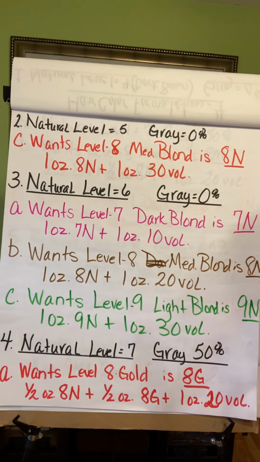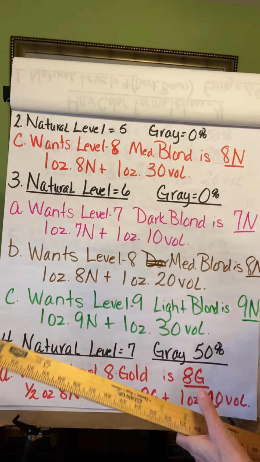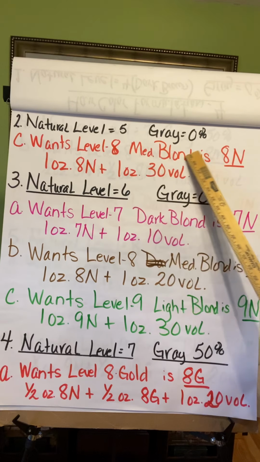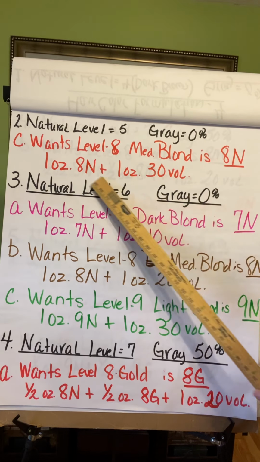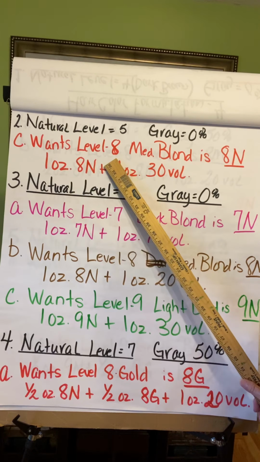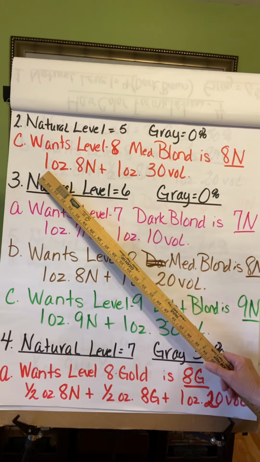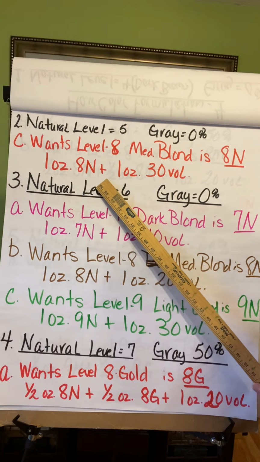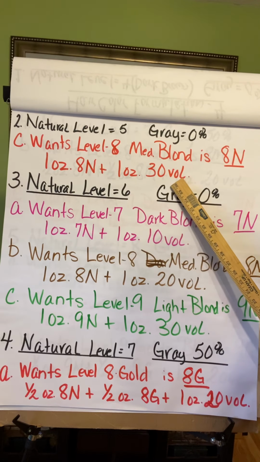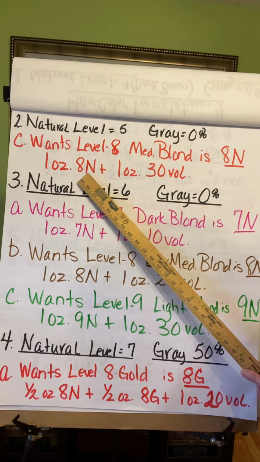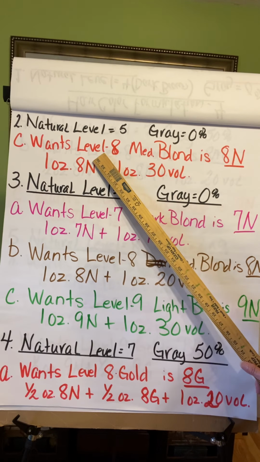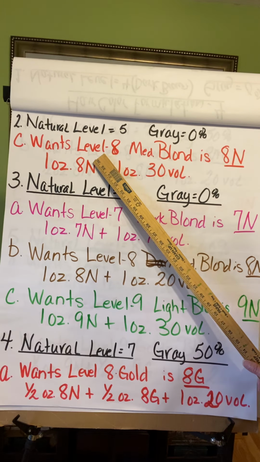Okay, this is C on number 2. So she's still at a natural level 5. She's got no gray. Okay, so she wants to be a level 8 medium blonde, which is written as 8N. So her formula is going to be 1 ounce of 8N plus 1 ounce of 30 volume. So your natural needs to be in the level they want. Whatever level they want, that's what it needs to be in.